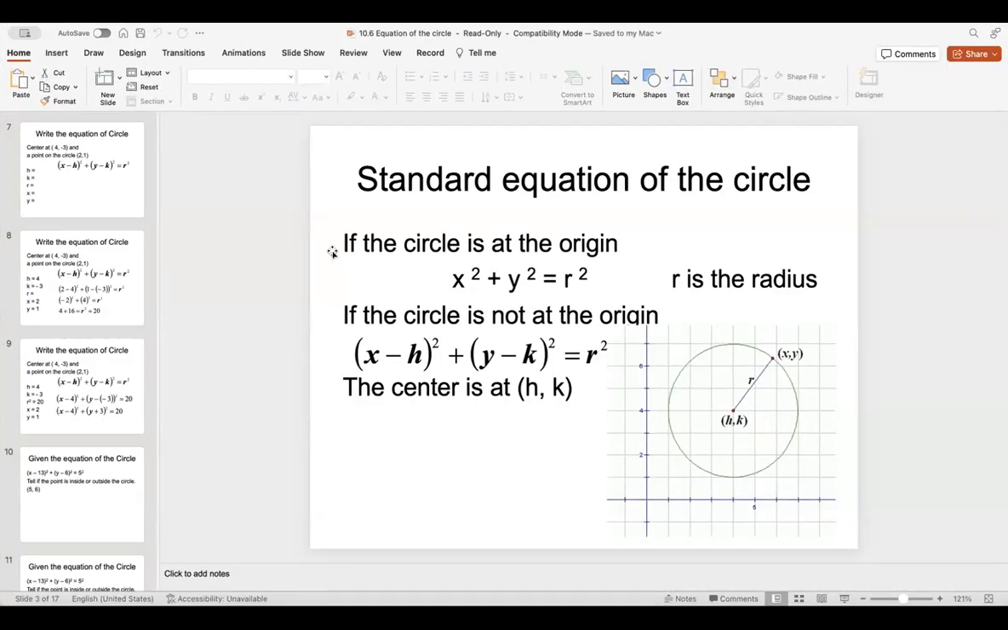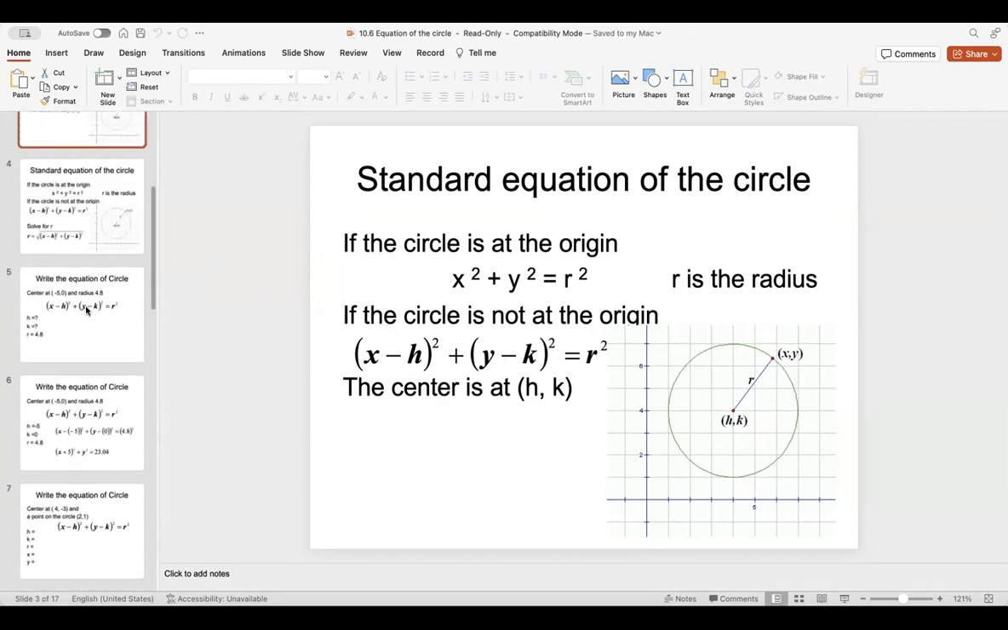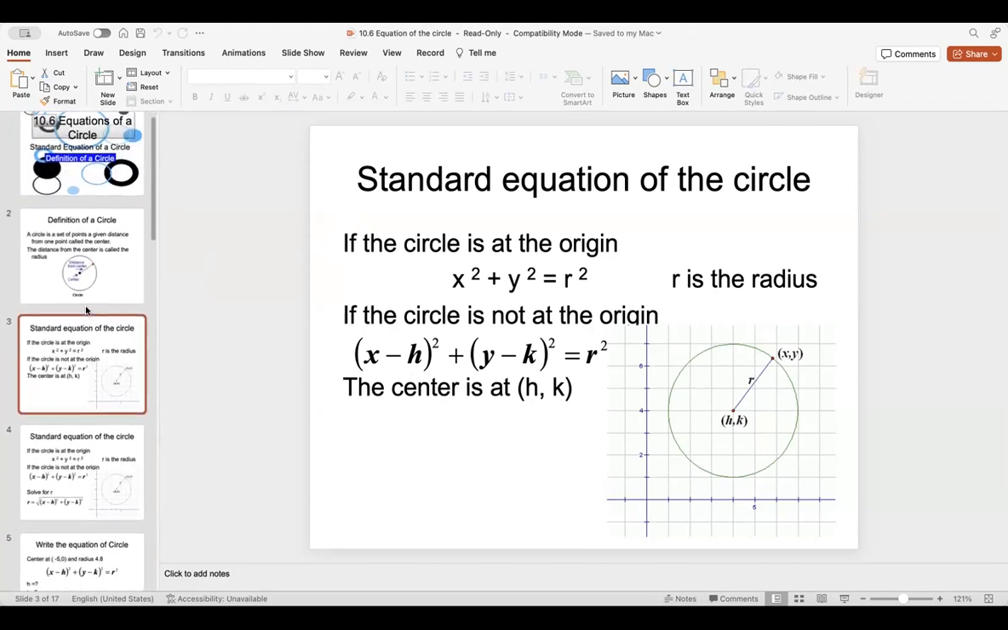So look at the equation of a circle. The formula for the equation of a circle is x squared plus y squared equals r squared. So, both h and k, they are both what? Center of the circle.